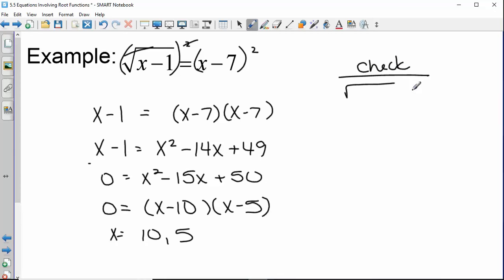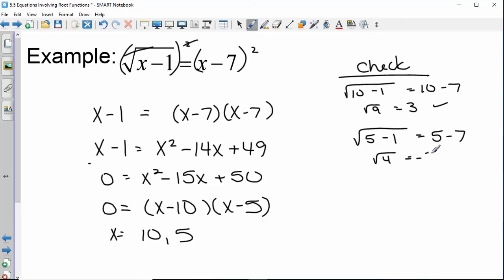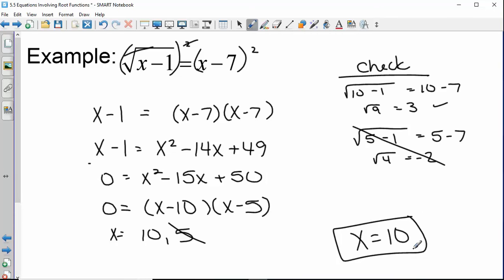So when I check these, if I put in a 10, you're putting it into the original. So I get the square root of 9 equals 3. Is that true? Yes, so 10 works. If I put in a 5, I get the square root of 4 equals negative 2. Does that work? No. So 5 does not work, and 10 is my only answer.